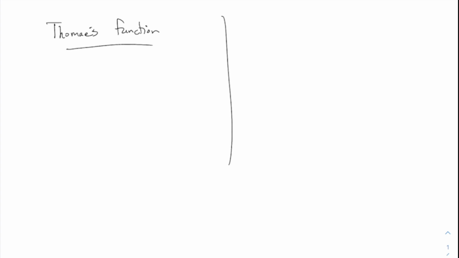All right, so at the end last time I said we were going to talk about Thomae's function. This is one of my favorite, maybe my all-time favorite weird example of a function. Thomae's function is that one where the graph kind of looks like this, where all the irrational values are 0.